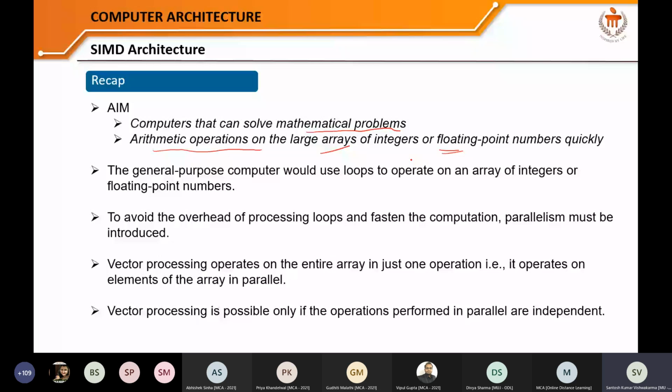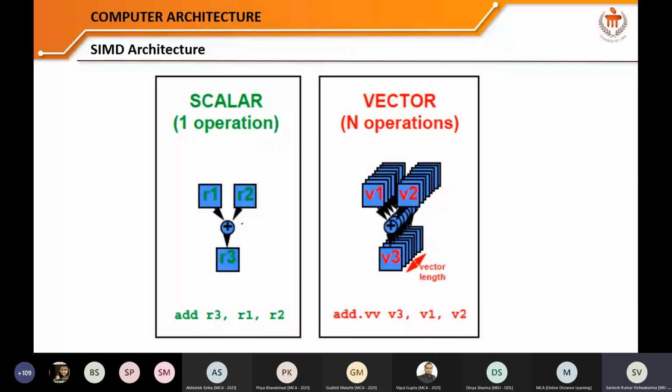Just now we have gone through this pattern, the overhead. We also discussed in the previous week the overhead of processing loops and how to speed up the computations. So parallelism must be introduced, and once we start with parallelism, another major issue comes up. In the previous session we discussed that vector processing is possible only if the operations performed in parallel are independent. If there is a dependency, like suppose A(i) depends on B(i) and B(i) on C(i), then obviously this will not be achievable.